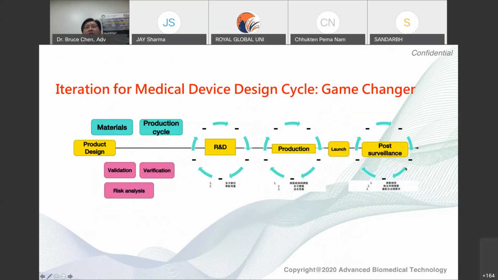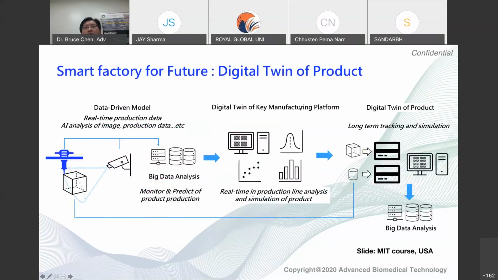So right now, I think it's time to do the medical device design cycle iteration, because previously we needed to think about all the design and all the performance data. We need to do iteration, with more focus on the production process, and you need to do post-market surveillance for the final product. So for the future, I think it's a more data-driven model.